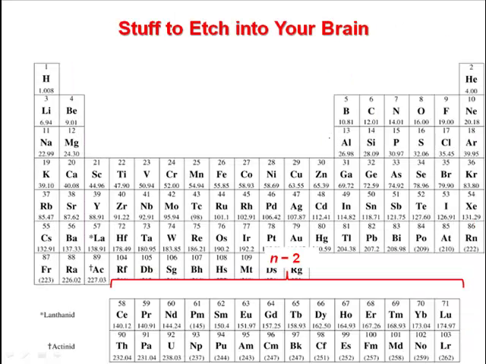So some things to etch in your brain. A lot of people forget this. The n here is just the row you are on. There's row 1, 2, 3, 4, 5, 6, 7. If you look on the periodic table, it has period. That's the row you're in. n equals 1, n equals 2, n equals 3, 4, 5, 6, 7. So that's already on your periodic table, although it is something to remember. Hopefully you won't forget. 1, 2, 3, 4, 5, 6, 7.